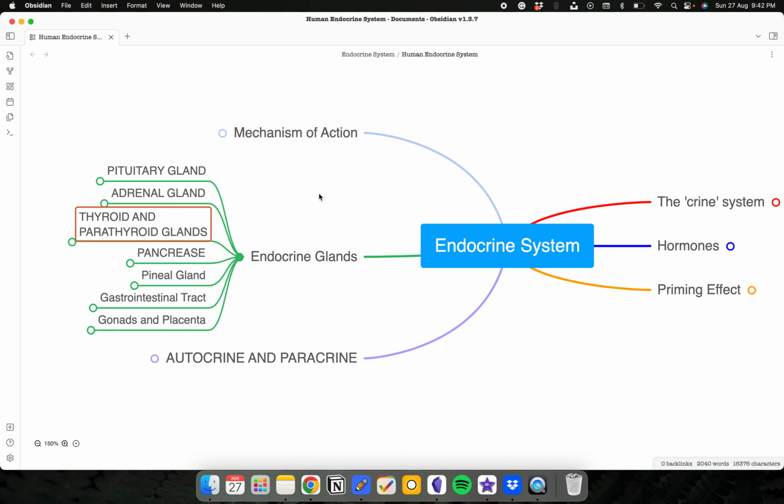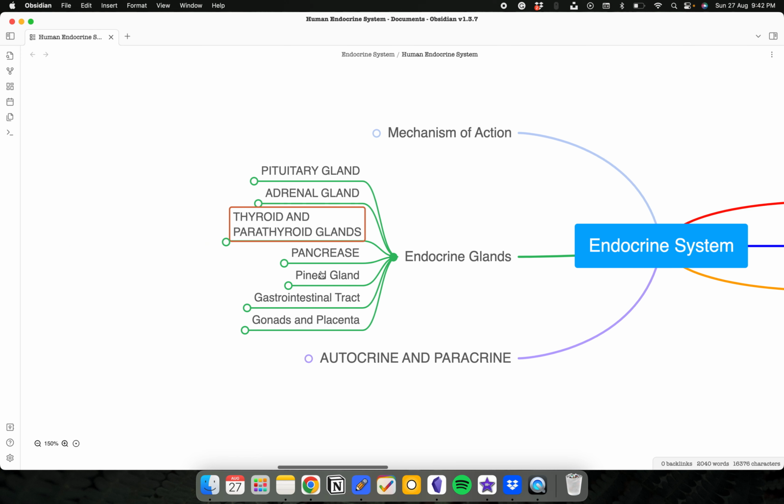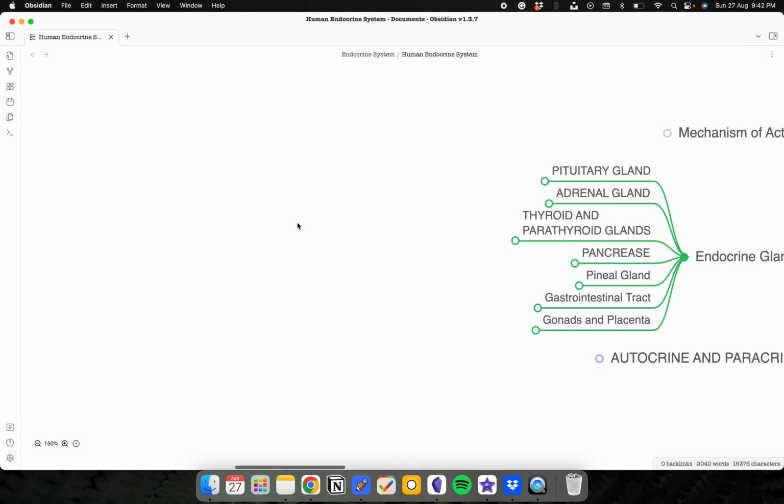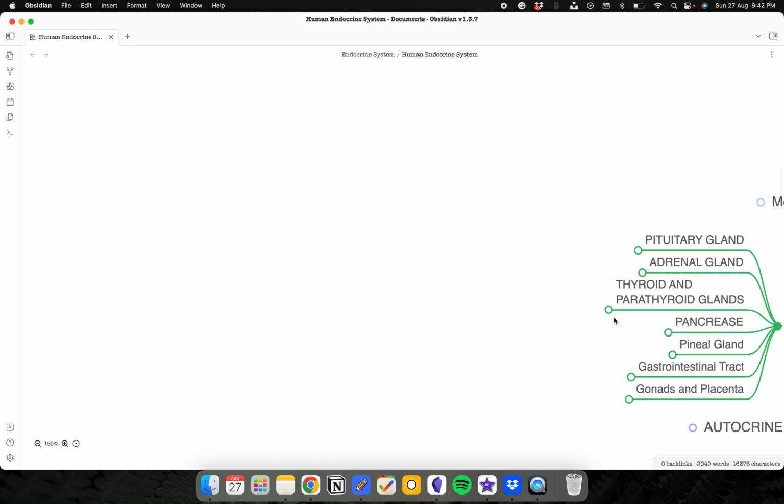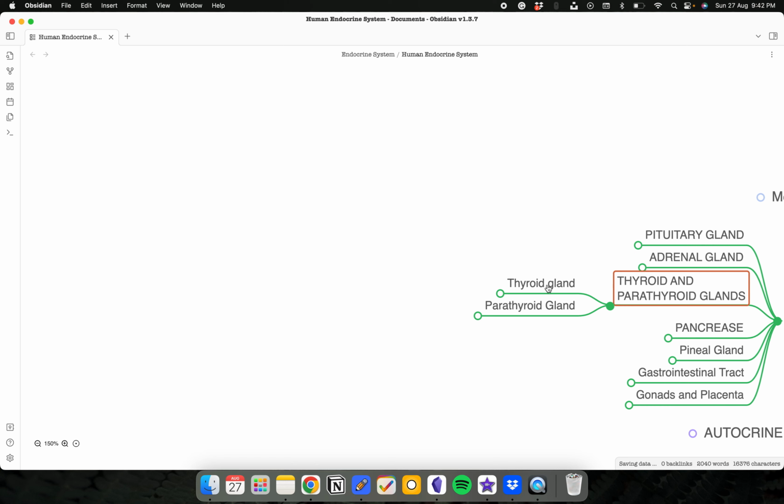So right now we are discussing the endocrine glands, and we have already covered two major endocrine glands. One is the pituitary gland, and another one is the adrenal gland. So today we'll be discussing two sister glands. One is thyroid, another one is parathyroid. So first we'll discuss the thyroid gland.